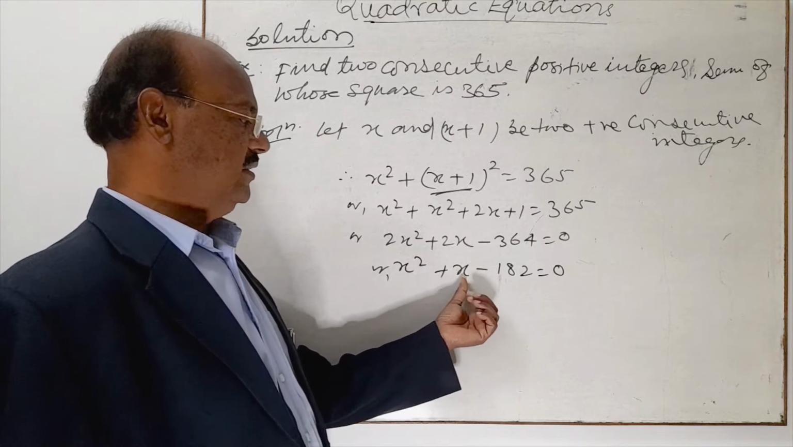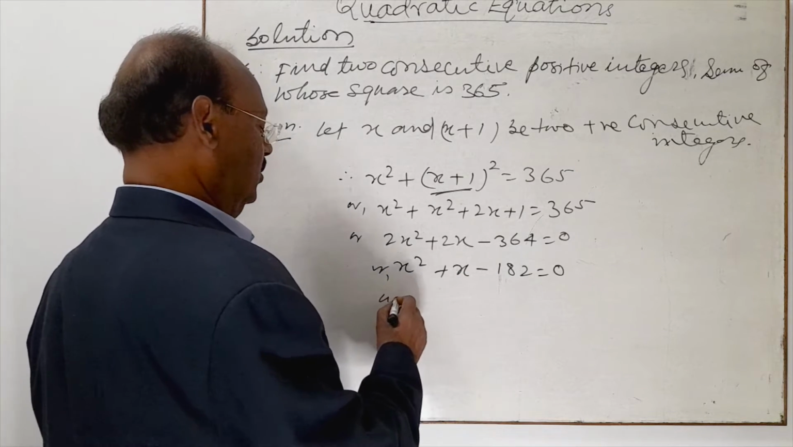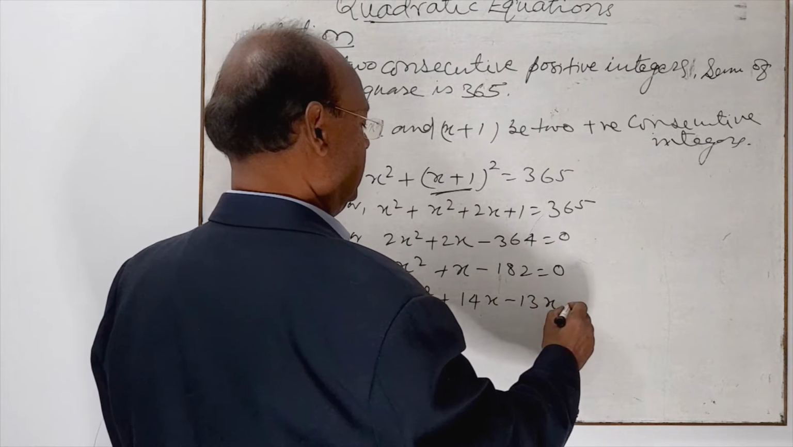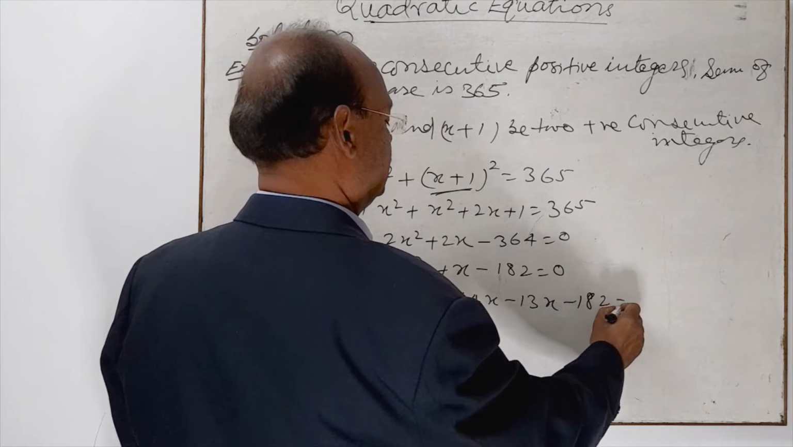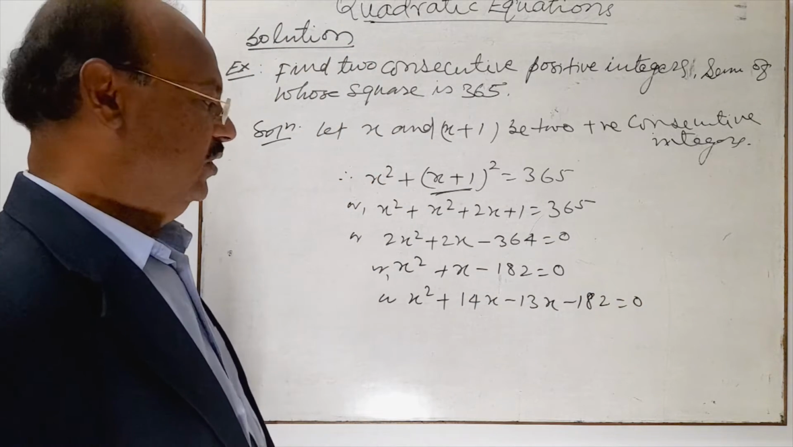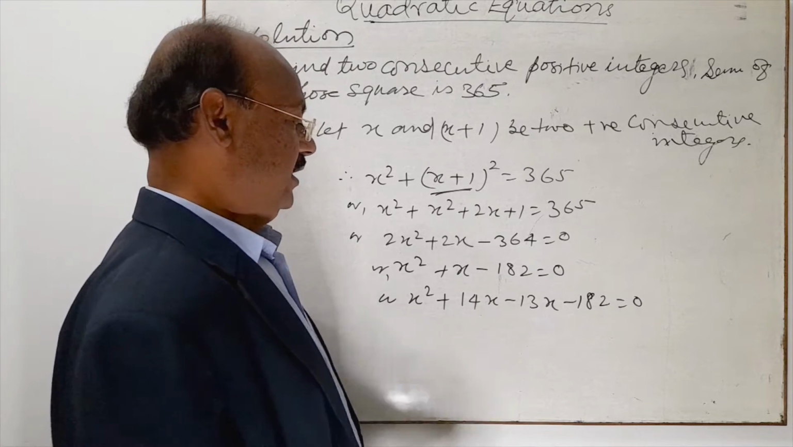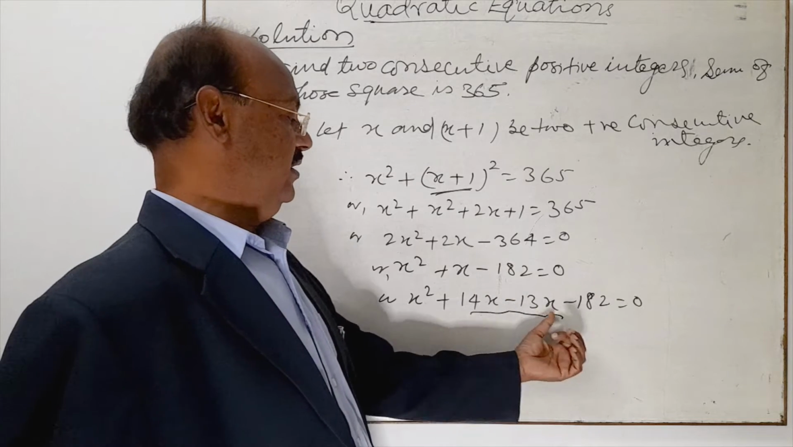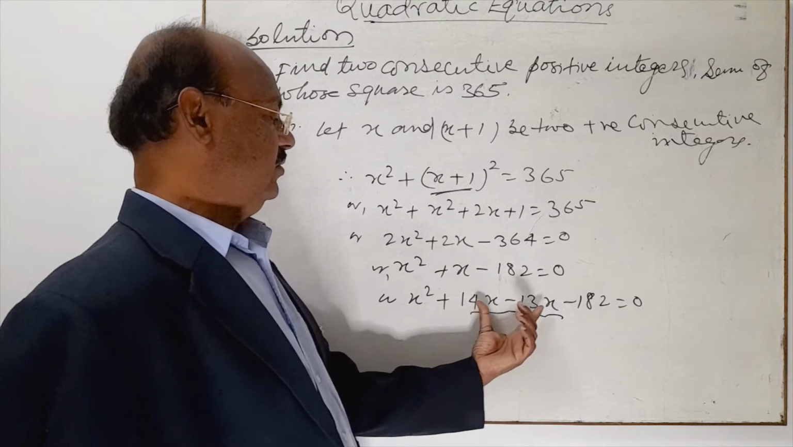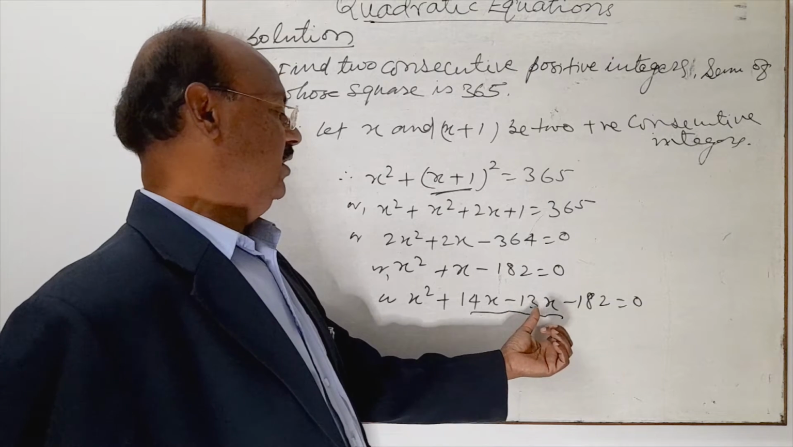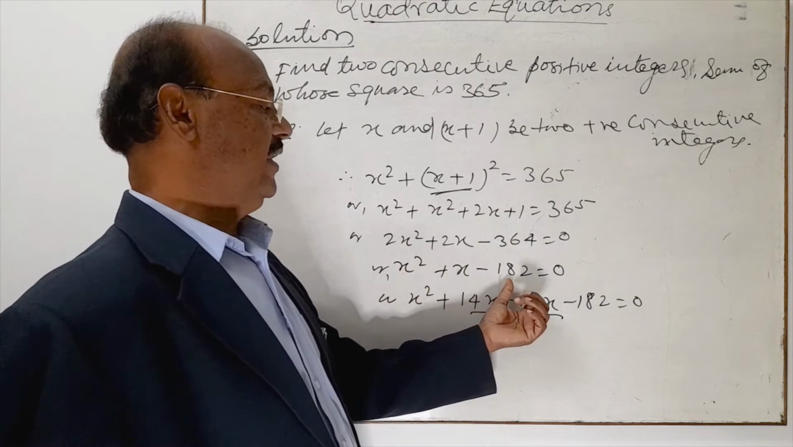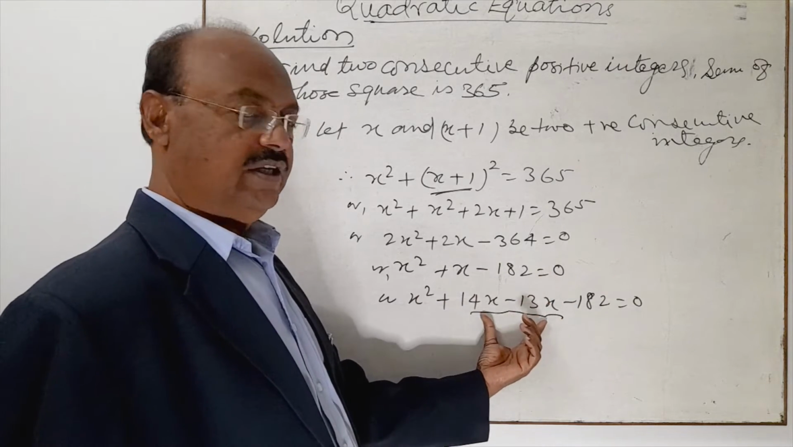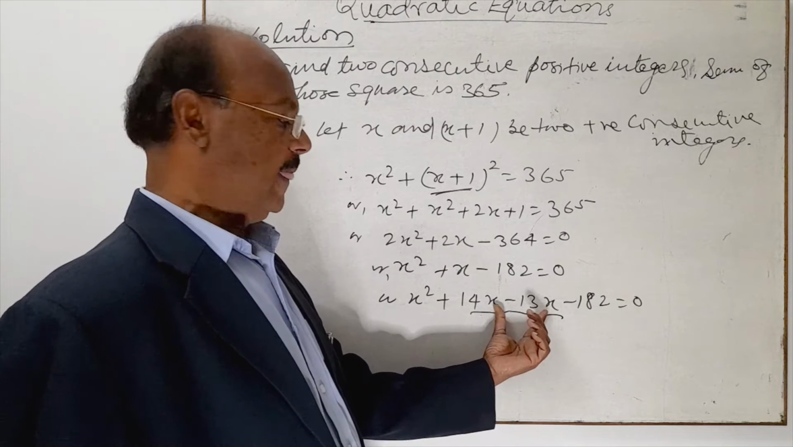Now we'll break this x into two parts. So we get x square plus 14x minus 13x minus 182 is equal to 0. You have to take care that the sum of these two parts remains the same. 14x minus 13x is x, correct? And the product of 14x and minus 13x will be equal to the product of x square and minus 182, that is minus 182x square, which you also get by multiplying these two terms, correct?